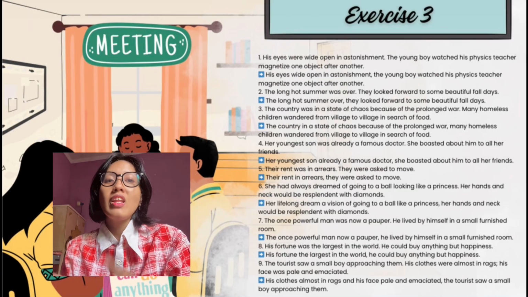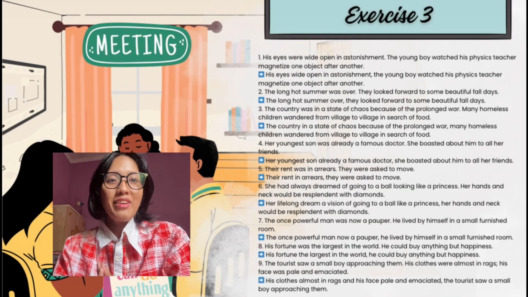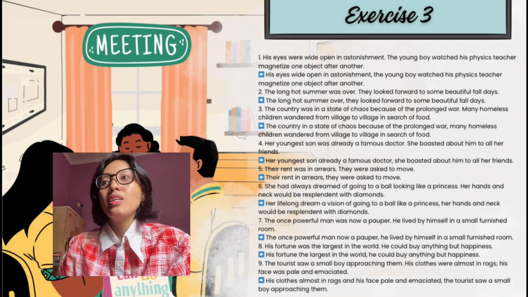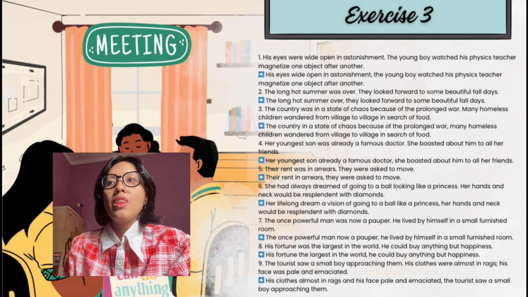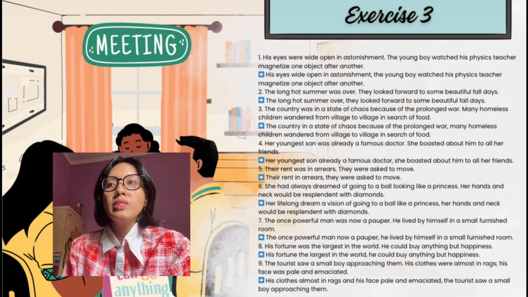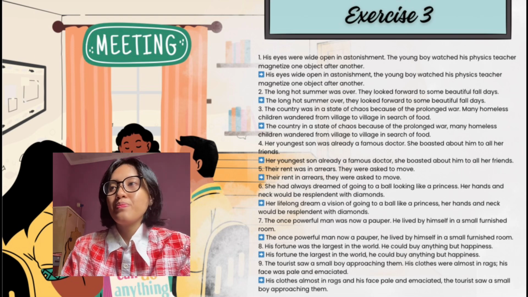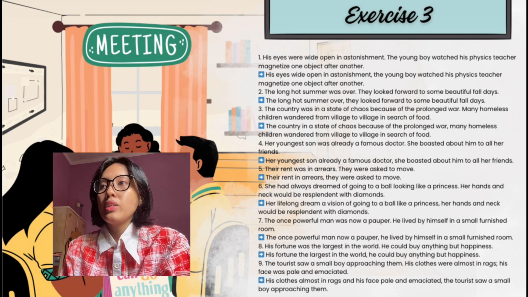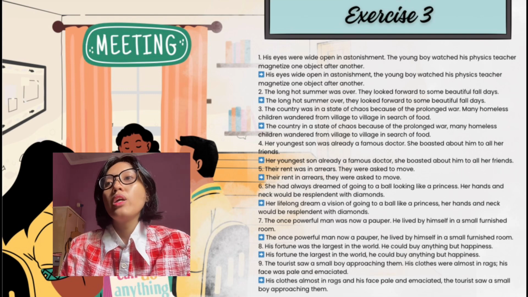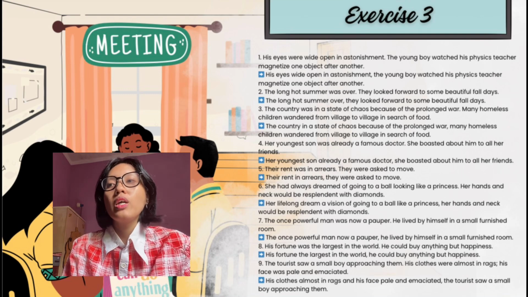Now, move to the last exercise, which is exercise 3, starting from number 1. His eyes were wide open in astonishment. The young boy watched his physics teacher magnetize one object after another. His eyes wide open in astonishment, the young boy watched his physics teacher magnetize one object after another.